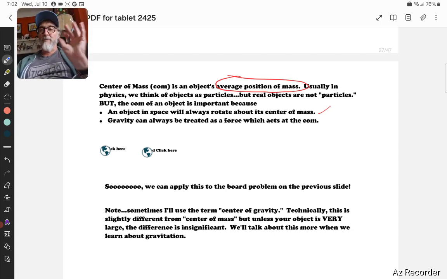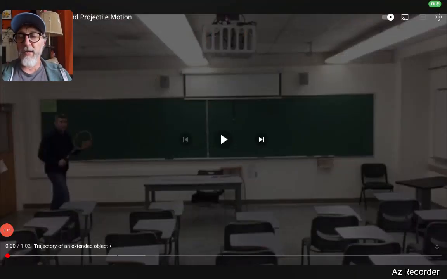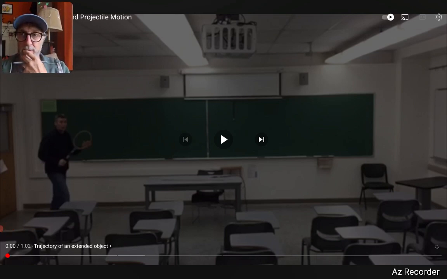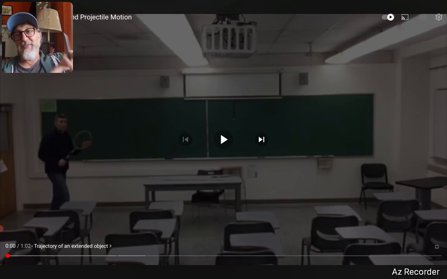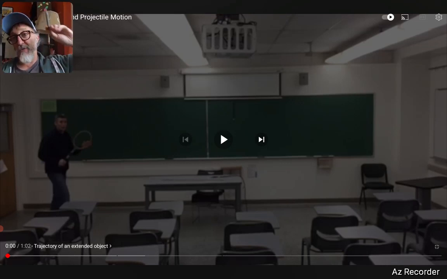All right, so I'm going to edit in a video that'll help you see what I'm talking about here. It's easiest if you see it. All right, so here's that video. What this video illustrates is that when an object isn't a point particle and is traveling through space, although individual points on the object might not follow the laws of physics in a simple way, the center of mass always does. So check it out.